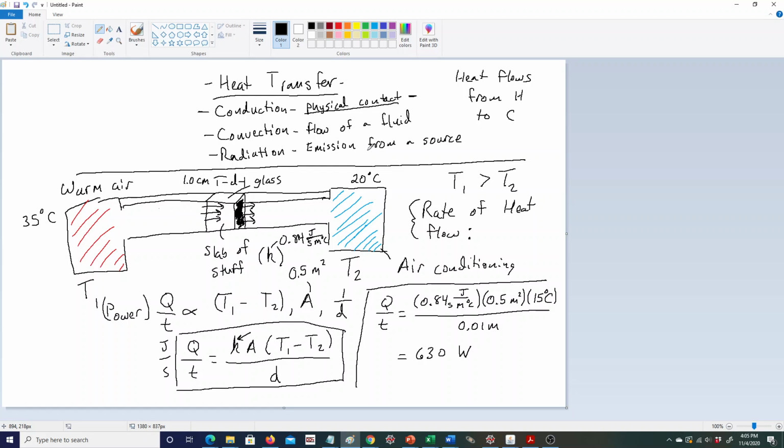And then radiation is emission from a source. Okay, radiation is emission from a source. This is heat coming off of the flames of a fire. This would be a wood stove, right, that is radiating heat into a room, or a radiator radiating heat into a room. And these are your three basic mechanisms of heat transfer.